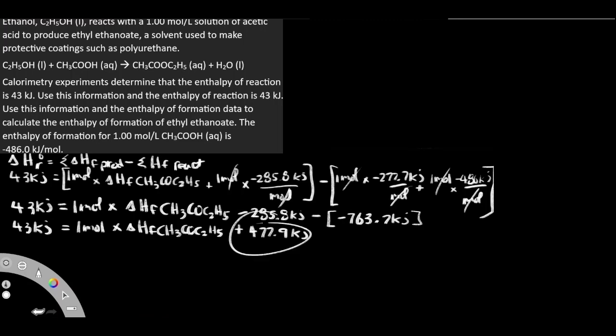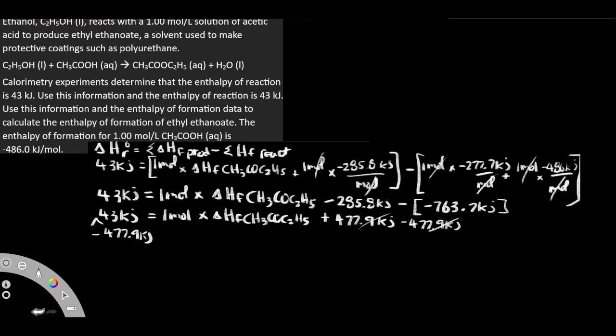So we have this one that is kind of in the way. We want this one to be isolated and alone. So if this one is a positive 477, the opposite would be negative 477. So then these cancel out. If you do this on the right side, you need to do it on the left side. So I'm just going to add this one over here. You've got negative 477.9 kilojoules. Okay, so then we end up just getting negative 434.